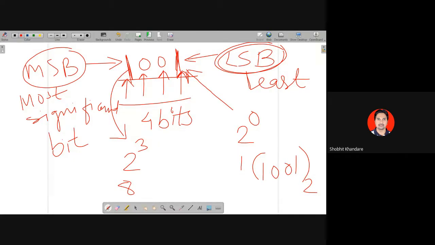Now the position of this one at LSB, the weight is 1, and at the MSB, the weight is 8. That is why the most significant bit will always have the highest weight as compared with the LSB, or you can say LSB always has the least weight. सबसे कम से कम weight LSB में होता है. Okay. Now I have given an example of 1001.